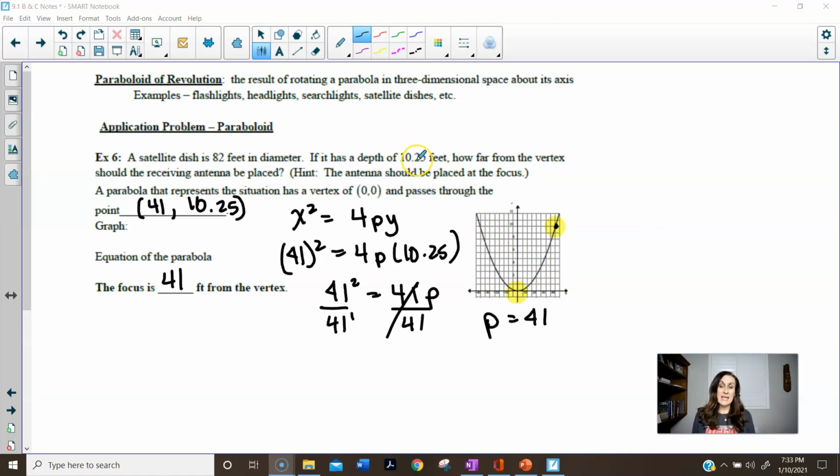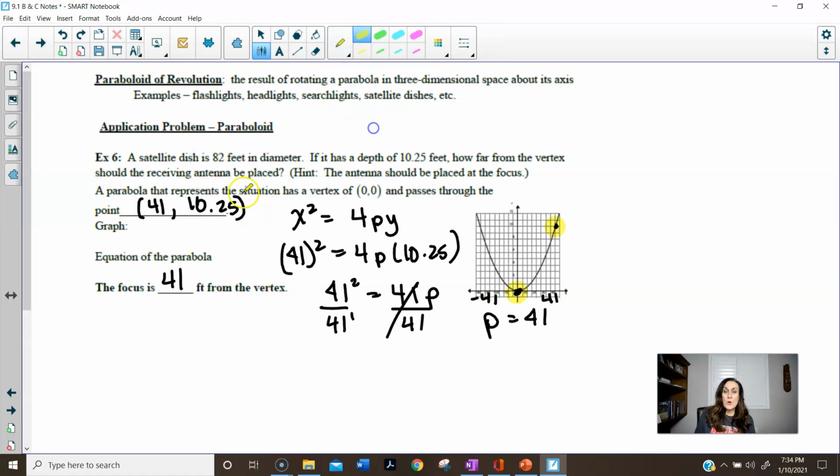So it says that there's a depth of 10.25. So there's a point on that parabola that you would go right 41, because the entire width, we're going to put the vertex at 0, 0. So the entire width is 82, which means from the center, you would go to the right 41 and to the left 41, and that's a total of 82. And then here, if I went right 41, I would go up 10.25. So that's a point on the graph.